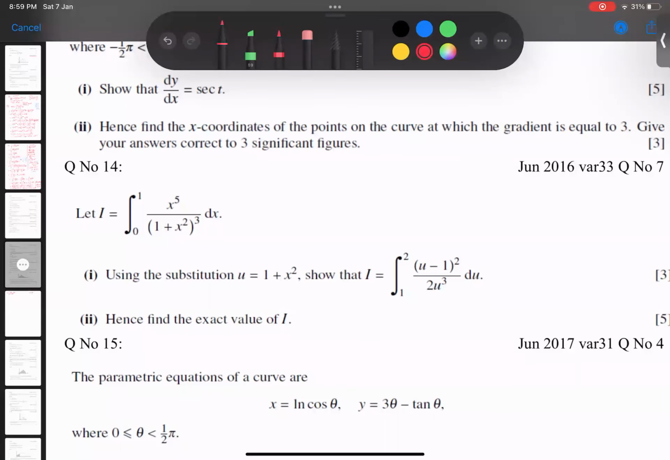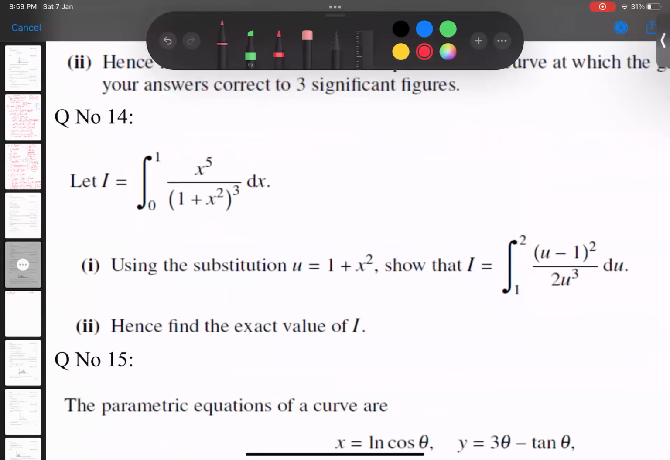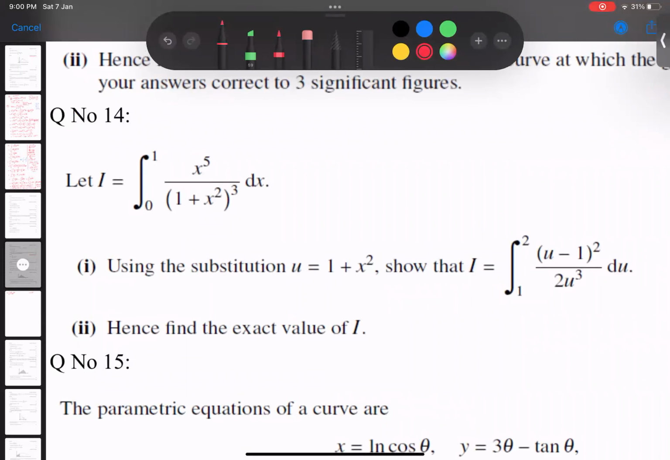Bismillahirrahmanirrahim. This is a question from June 2016, variant 33, question number 7, on integration by substitution. We are given this relationship from the examiner to convert the integral from x form into u form. So let's see how we can do it.